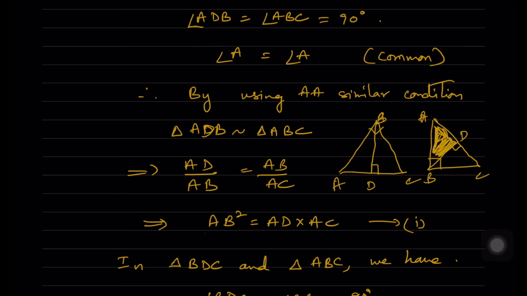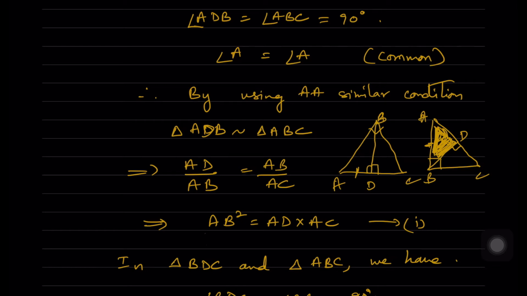In what way? Now we have to take the ratio over here. Which ratio do we consider? AD by AB, this is the right angle side part, is equal to AB by AC. Okay, so this is the part which we are taking here. If you cross multiply, you get AB square is equal to AD into AC.